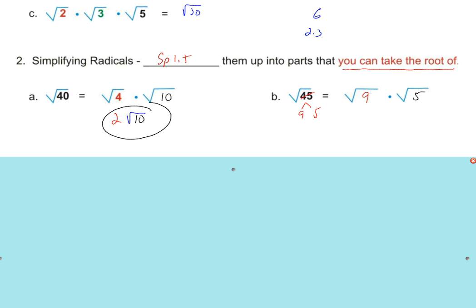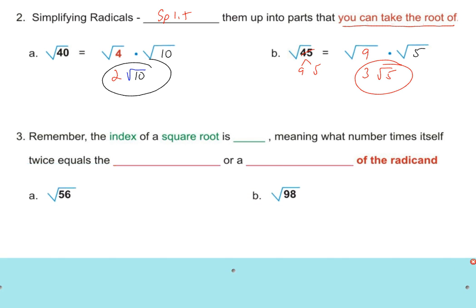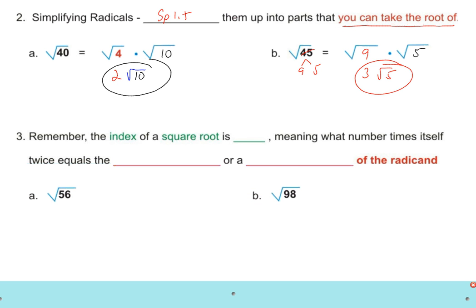So we all know the square root of 9 is 3, and we end up with 3 times the square root of 5. Okay? That is in simplified form. All right, so we got to deal with some more simplifying. So let's write a little bit here. All right, number 3. Remember, the index of a square root is 2. Meaning, what number times itself twice equals the radicand?